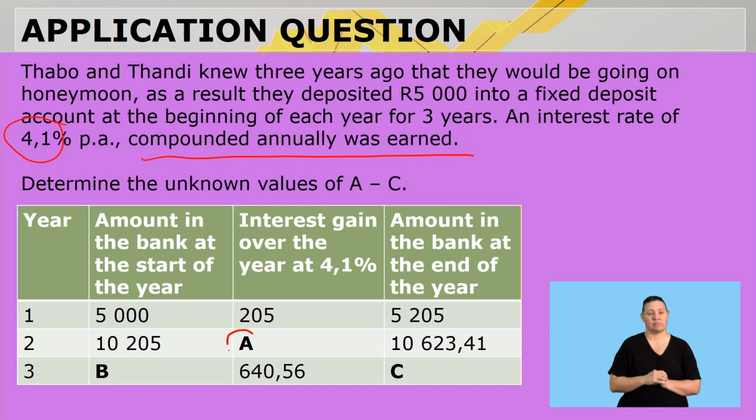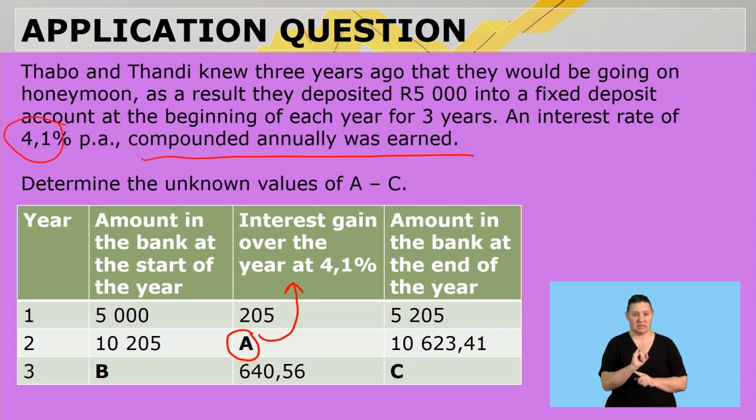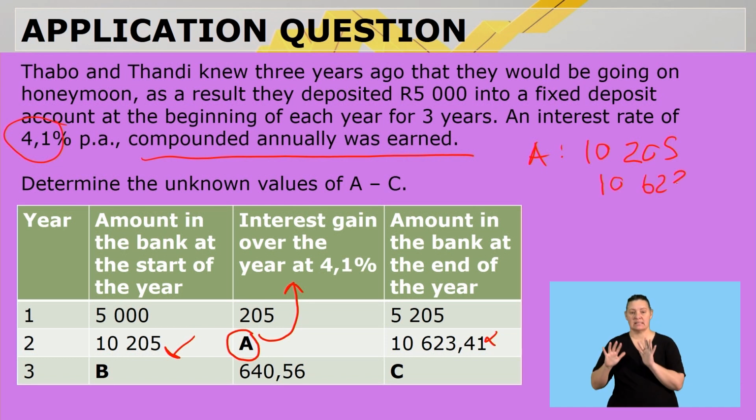Now, A is the interest that they gain. So therefore, we would have said A is the interest gain. So it's 10,205 is the beginning amount there for the year. And we end with 10,623.41. So the interest gained is the difference between the two.